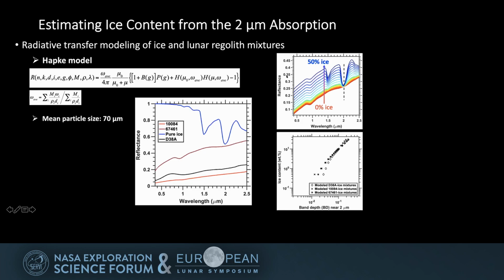Here on the top right, I'm showing one example of adding more ice to the Apollo soils. You can see the 2-micron absorption feature getting stronger and stronger. And we can correlate the band depth at 2-micron with the ice content, as shown in the bottom plot. You can see no matter which sample we use, the trend is very tight between the ice content and the band depth at 2-micron, strongly indicating we can use the 2-micron feature to identify water ice.